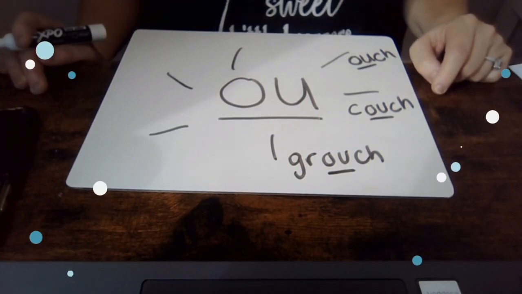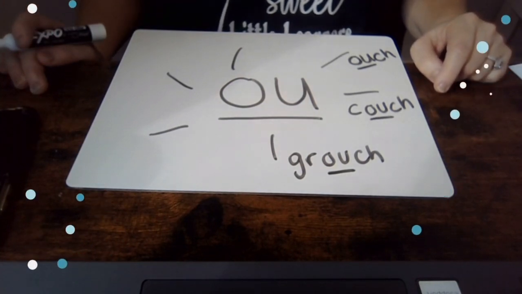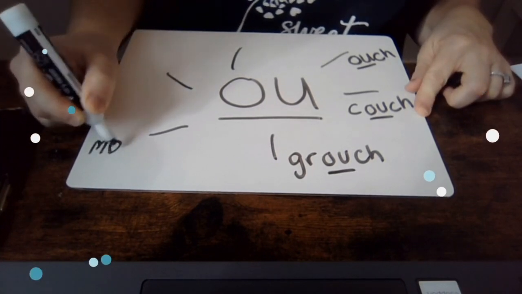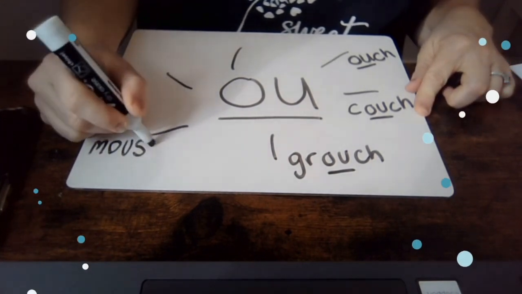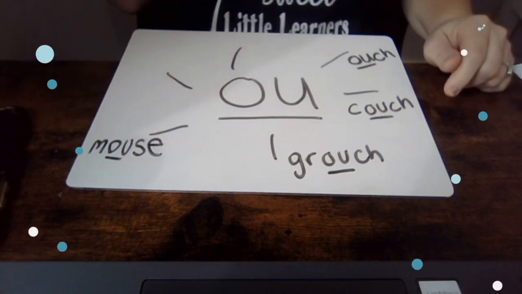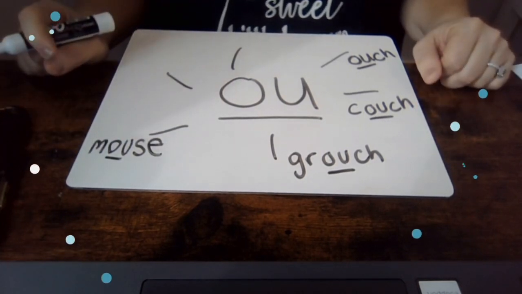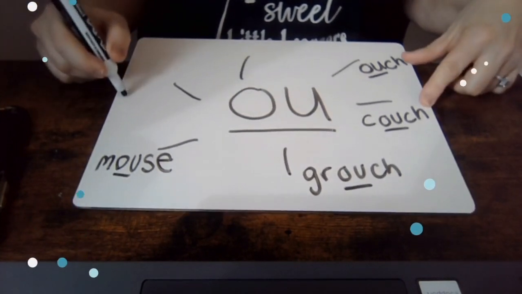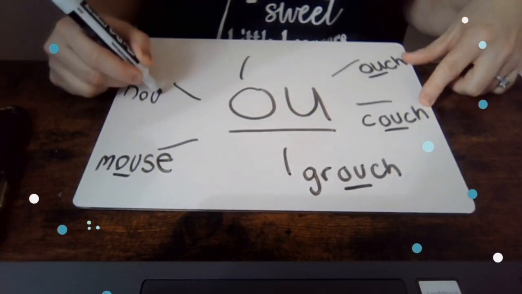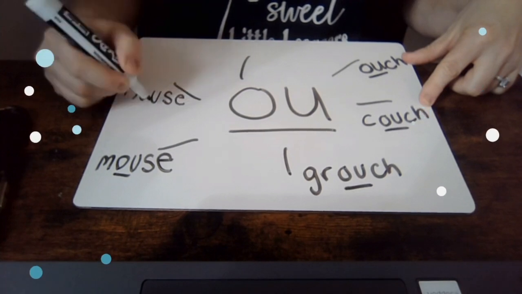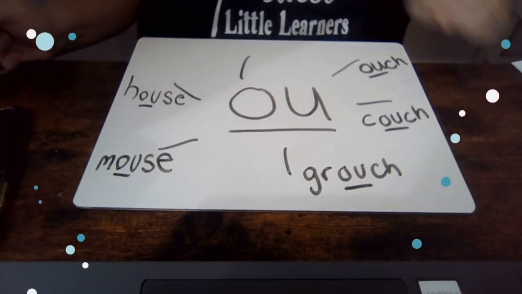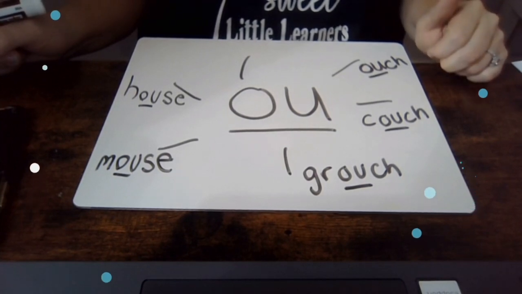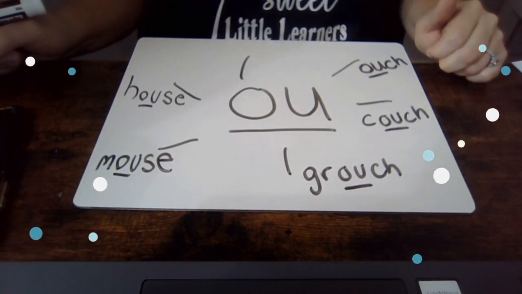What else did we hear from that? I've got one. Ouse. Mouse. That's in the middle. Okay. Can you think of another one? What about at the beginning of house? House. And that's in the middle as well. One more. Let's use our brains. Ouch, couch, grouch, house, mouse.